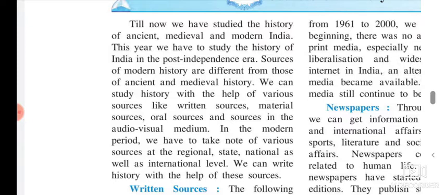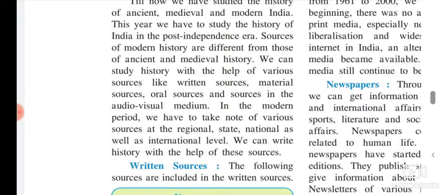Till now, we have studied the history of ancient, medieval, and modern India. This year, we have to study the history of India in the post independence era. Sources of modern history are different from those of ancient and medieval history. We can study history with the help of various sources like written sources, material sources, oral sources, and sources in the audiovisual medium. In the modern period, we have to take note of various sources at the regional, state, national, as well as international level.